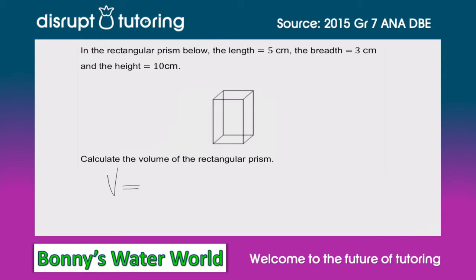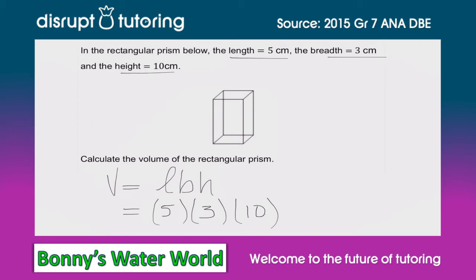So we've got volume equals length times breadth times height. I'm going to pop in some brackets and replace those brackets with the values they have given us. In terms of the length, they've said to us the length is 5 centimeters, so I'm going to put 5 where the length is. For breadth, they've said it is 3 centimeters, so I'm going to put 3 over there. And height, they've told us is 10 centimeters, so I'm going to put a 10 in over there.